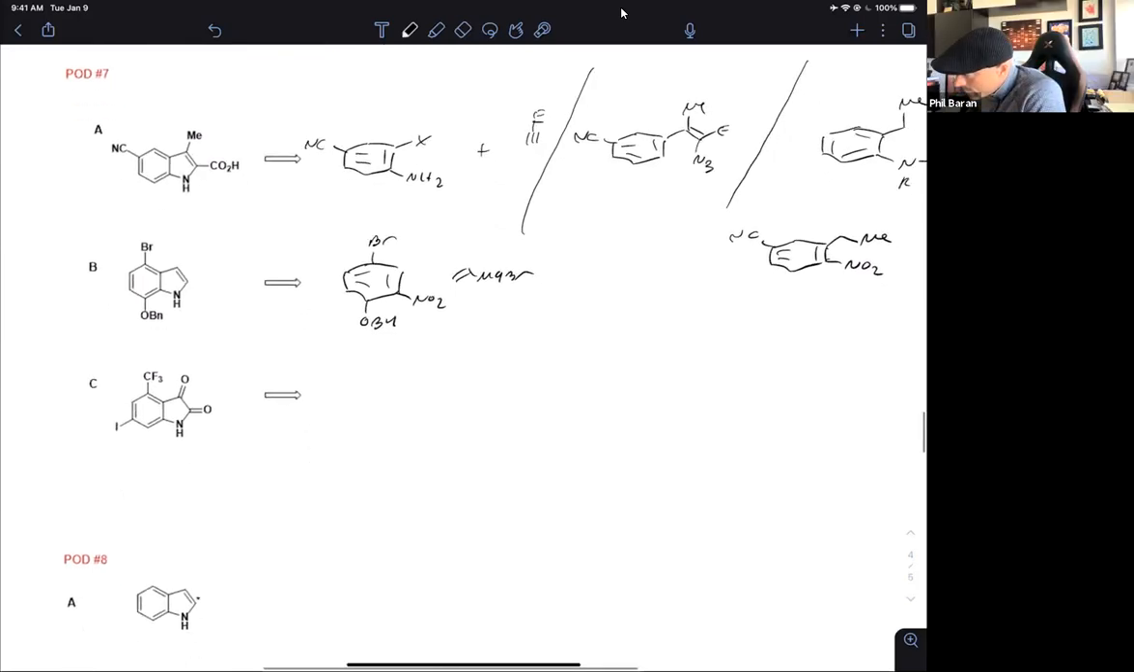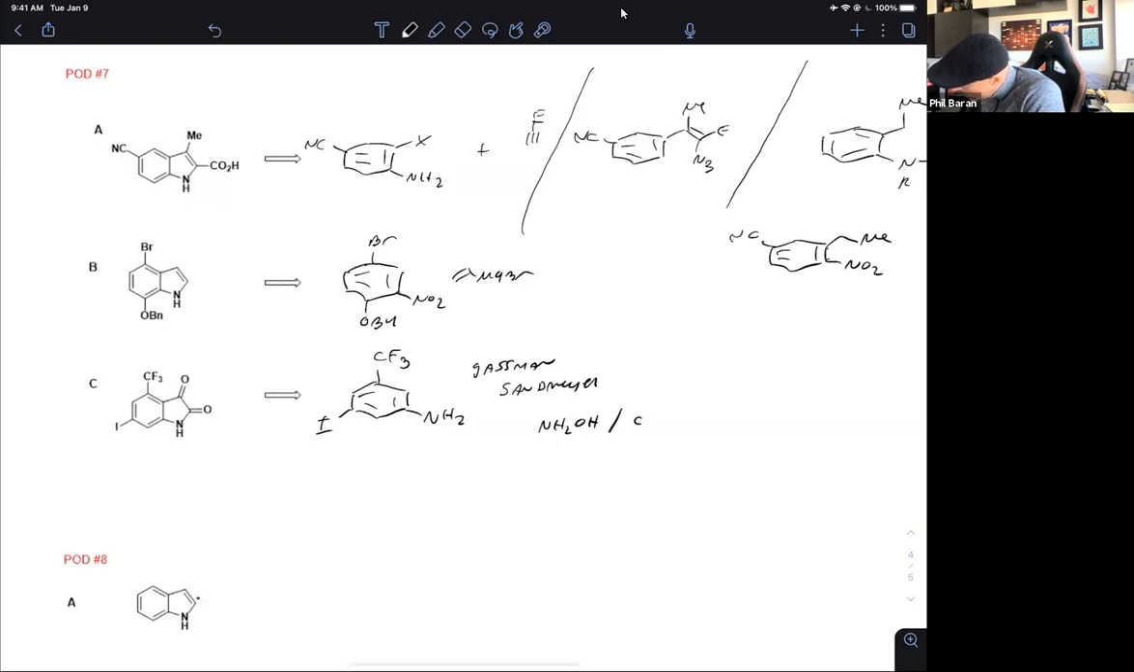And finally, this one's confusing and difficult, right? And I get these ones often in consulting. So 10 years ago, the only thing I could tell you to try would be something like this. Take that starting material and use either Gassman or maybe Sandmeyer, which goes by the intermediacy of hydroxylamine and chloral.